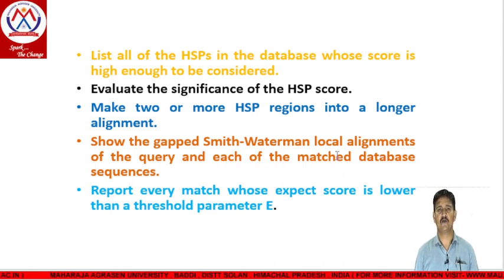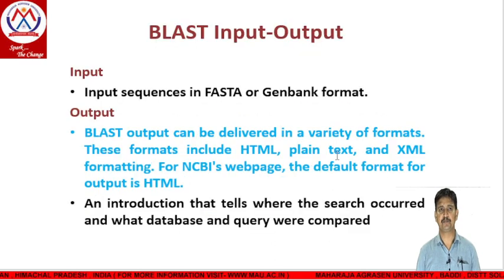Evaluate the significance of the HSP score. Then we evaluate the high sequence score. Then make 2 or more HSP regions in the longer alignment. Then we align the 2 high scoring regions and make an alignment. Show the gapped Smith-Waterman local alignment of the query and each matching database sequence. Report every match whose expected score is lower than the threshold E parameter.